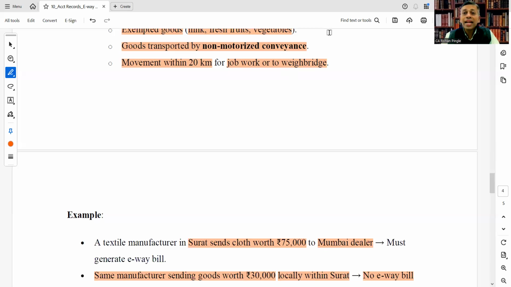So that's it for today. We have done today, under GST Relearn video series part 10, accounts and records and e-way bill provisions.